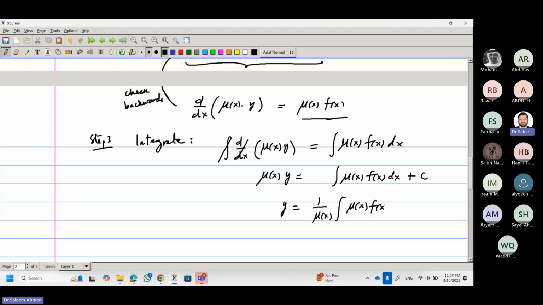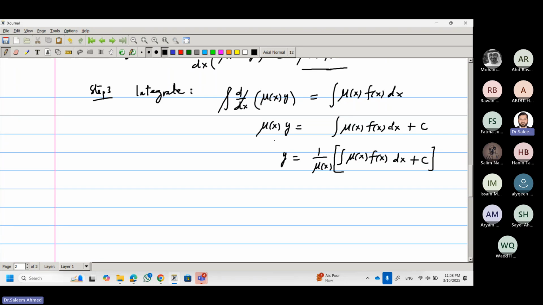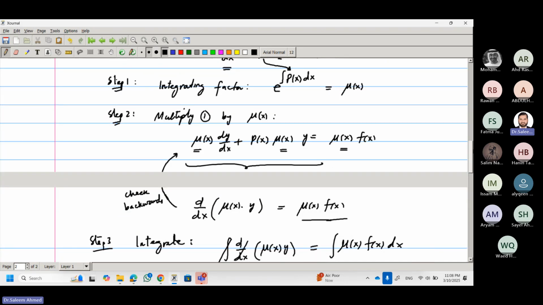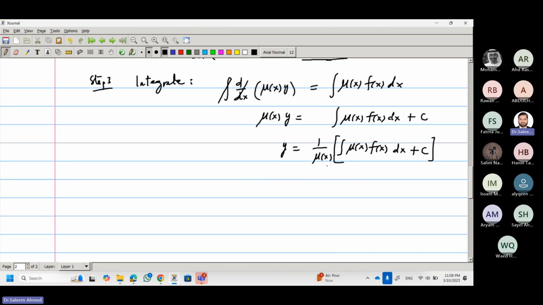If you can remember this formula, you can do it directly. I will accept it, no issues, but I will not give you this formula. Either you should do all these steps, or after finding step 1, after finding this mu of x, you can put it here in the answer. Put mu x here and simplify.